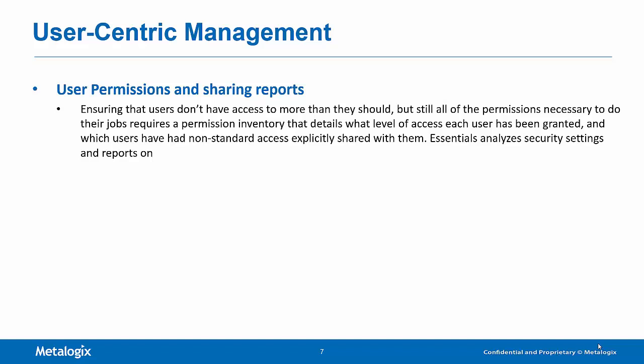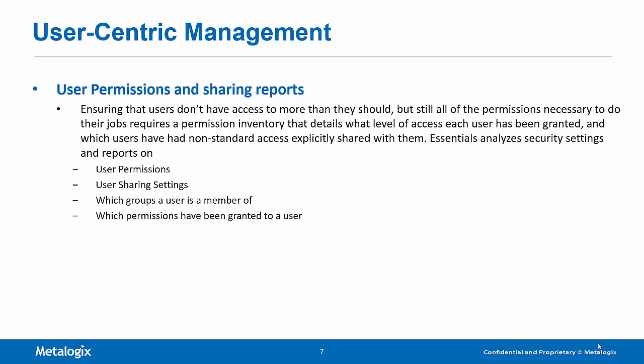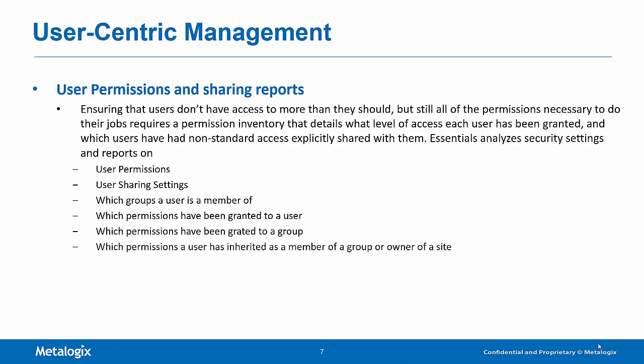Essentials analyzes these security settings and reports on the following: user permissions, user sharing settings, which groups a user is a member of, which permissions have been granted to a user, which permissions have been granted to a group, which permissions a user has inherited as a member of a group or owner of a site, and which sites, lists, and libraries a user owns.